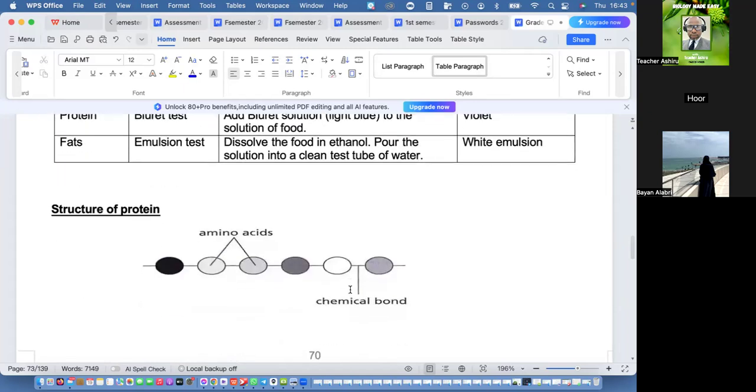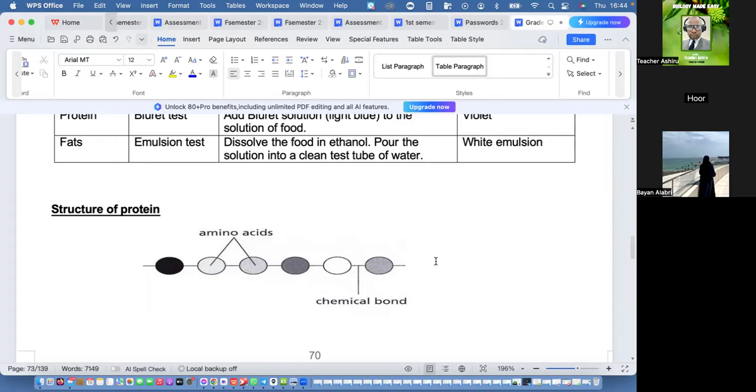Now, next, we will look at the structure of protein. Now, the drawing you are seeing here represents what I will call polypeptide. We call it polypeptide. Why? Because there are several amino acids, and you can see that the colors of the different balls are not the same. They are different colors. Why? Because these different balls represent different types of amino acid.